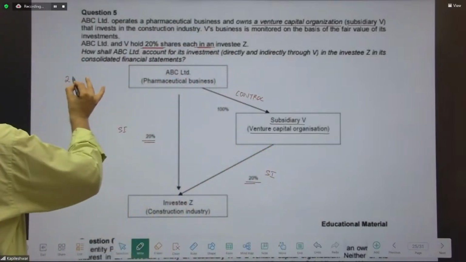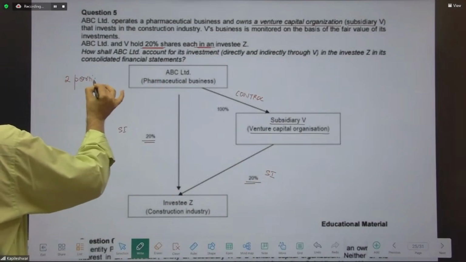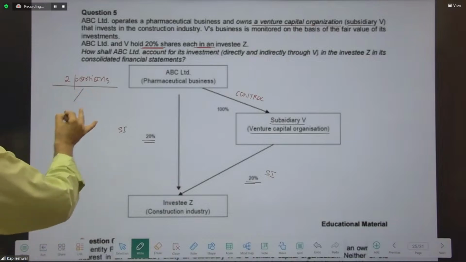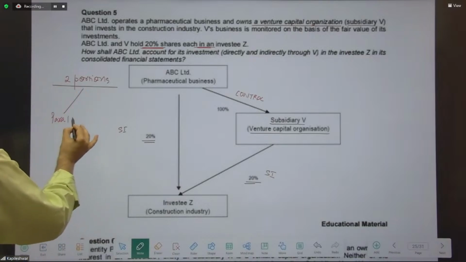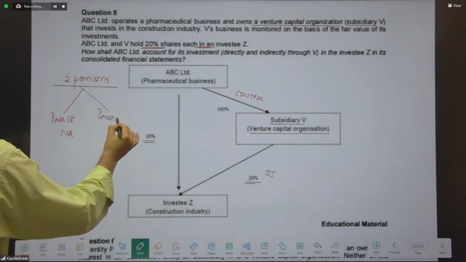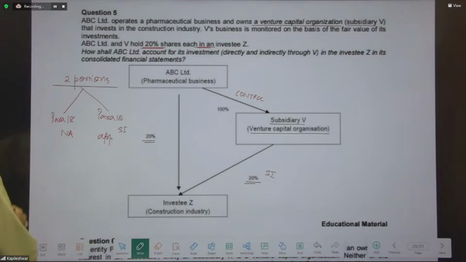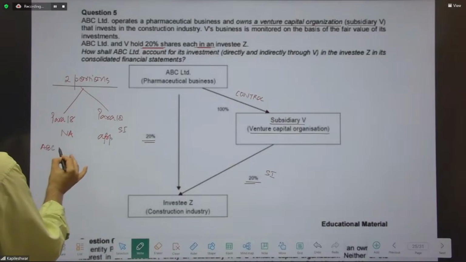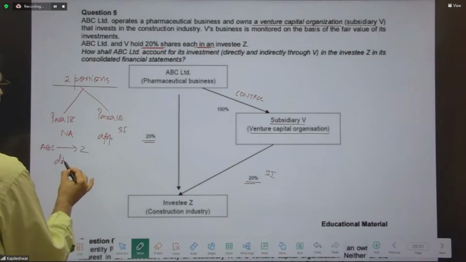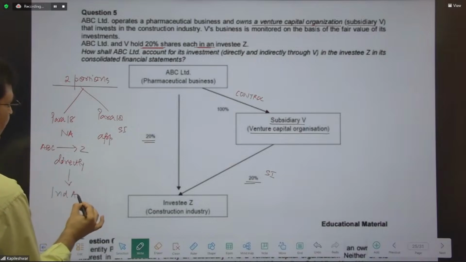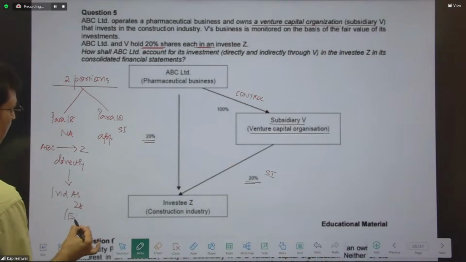So we can definitely say that there are two portions of the investment. One portion to which para number 18 is not applicable, and another portion to which para number 18 is applicable. So these are the two portions. As far as ABC and Z directly is concerned, can I say to this portion, you need to apply Ind AS 28. Equity method would definitely apply in this particular case, undoubtedly.